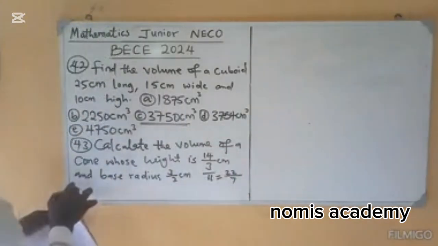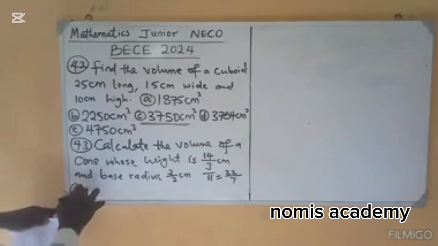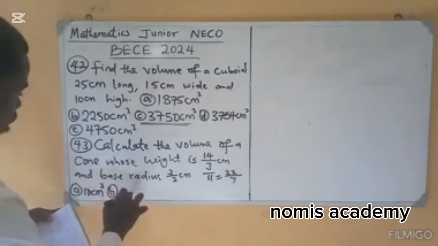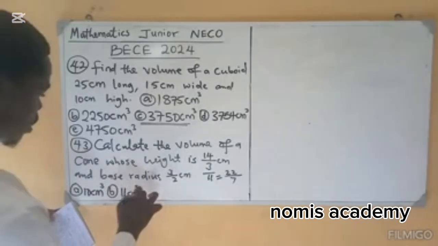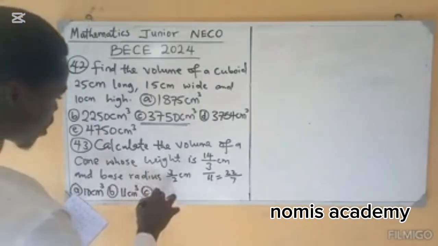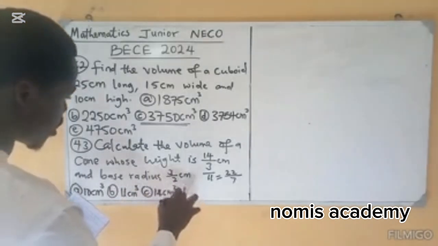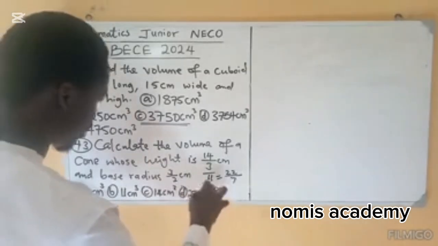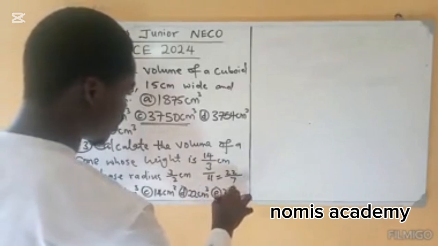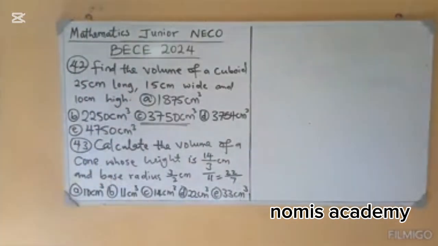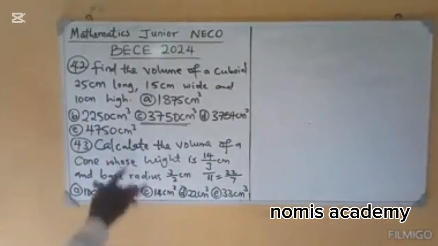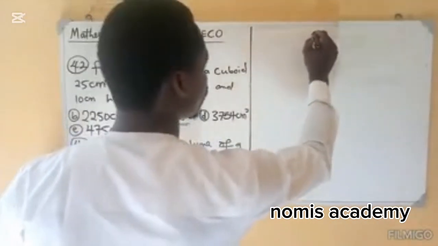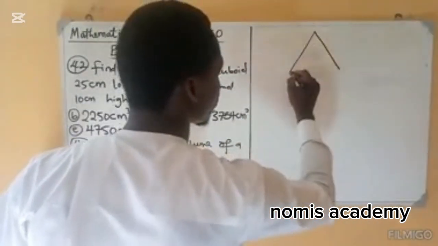So the options we have here are A, 10 centimeter cube, B, 11 centimeter cube, C, 14 centimeter cube, D, 22 centimeter cube, and E, 33 centimeter cube. Okay, so now we are asked to find the volume of a cone. So let's draw the cone. We have a cone in this form.